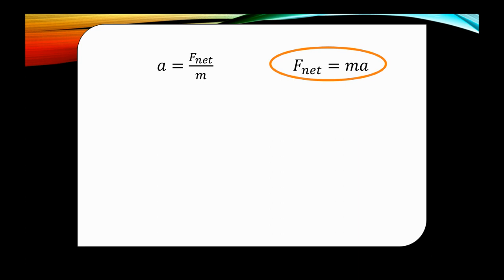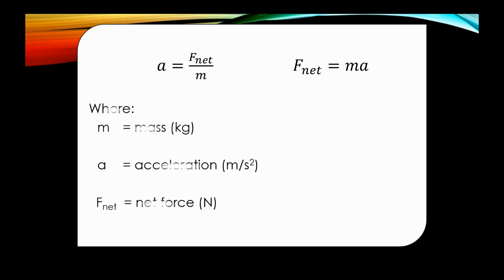In this relationship, mass represents kilograms, and it's represented by the letter m. a is the acceleration in meters per second squared, and F net is the net force in newtons.